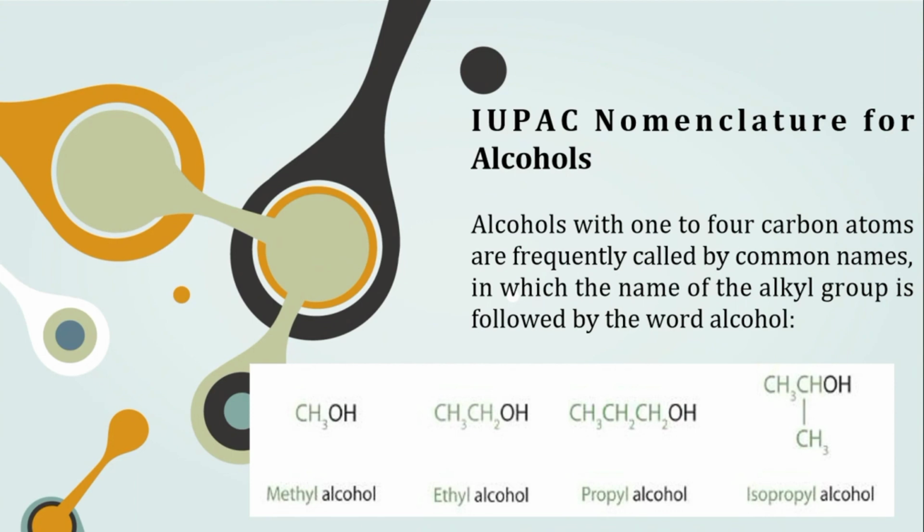Let's proceed to the IUPAC nomenclature for alcohols. Alcohols with 1 to 4 carbon atoms are frequently called by common names, in which the name of the alkyl group is followed by the word alcohol. So as you can see, these are the different names of alcohols. We have methyl alcohol, ethyl alcohol, propyl alcohol, and isopropyl alcohol. These structures are all condensed structural formulas.